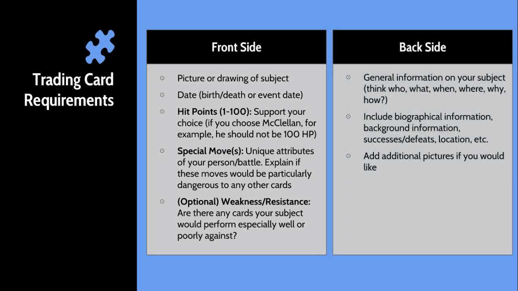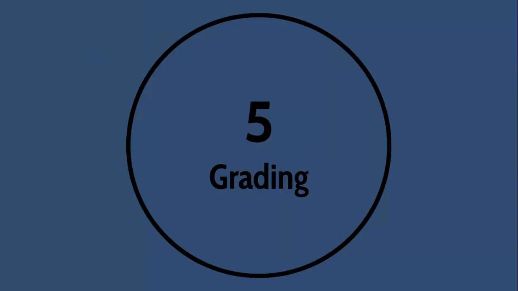And then on the back side of your trading card is where you're going to give general information about your subject. So you can think about the who, what, when, where, why, and how. You also want to include biographical information, background information, the location if it's a battle, or give the birth location of a person. And you can add additional pictures or graphics if you would like as well. So these are the requirements for the two sides for each of your trading cards.